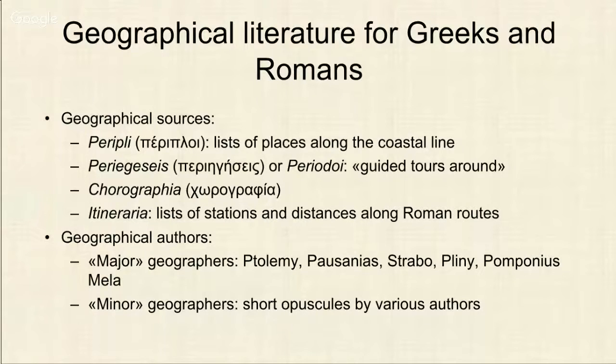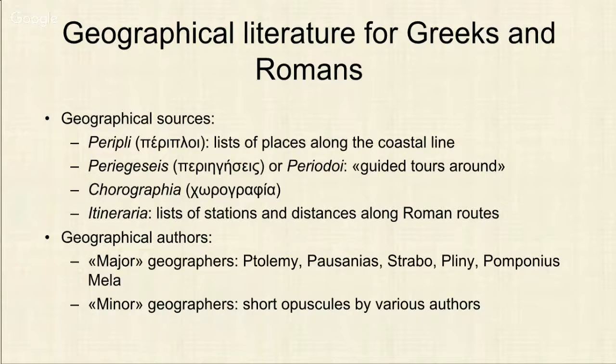We've got Periploi, which are essentially lists of places that are divided by distances along the coastal lines that were essentially born during colonization for the Greeks. And then we have the periegesis or periodoi, which are literally guided tours around, mainly on the mainland, and a subgenre, which is a chorographia, which is a very peculiar geographical type to define. And then we have the land equivalent of the Periploi, which are itineraria, that are essentially lists of stations and distances that are peculiar to the Roman road network.